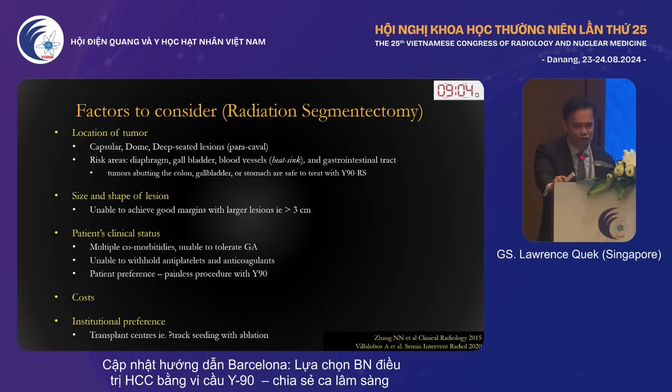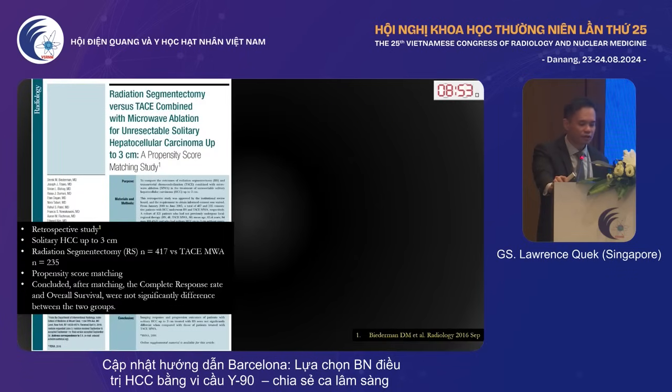Certainly cost is an issue. Ablation is cheaper than Y-90. And institutional preference. If the patient is for transplant, then the fear of tract seeding by placement of the needle probe is real. So then, this is a retrospective study published in Radiology.